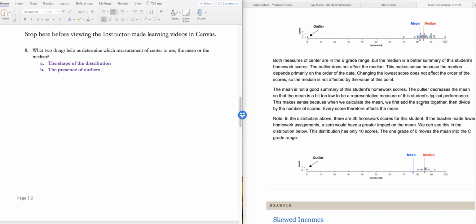So over on the right hand side here of our video, I've got a page brought up from OLI. This is data on some homework scores. And what we notice is that most of those homework scores are gathered up here in the 70 to 80% range.